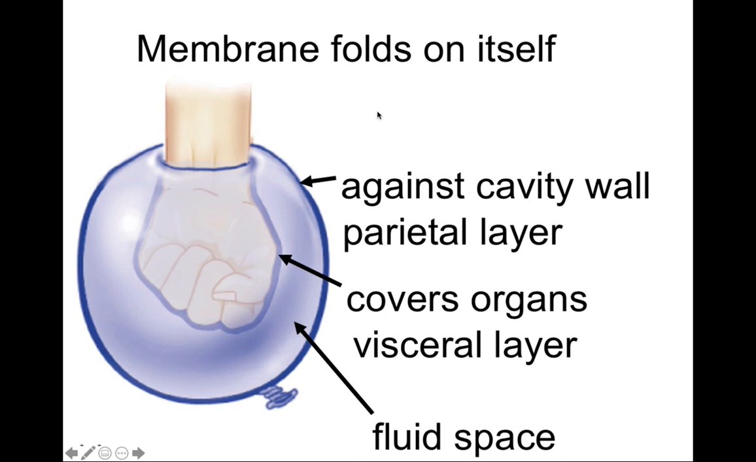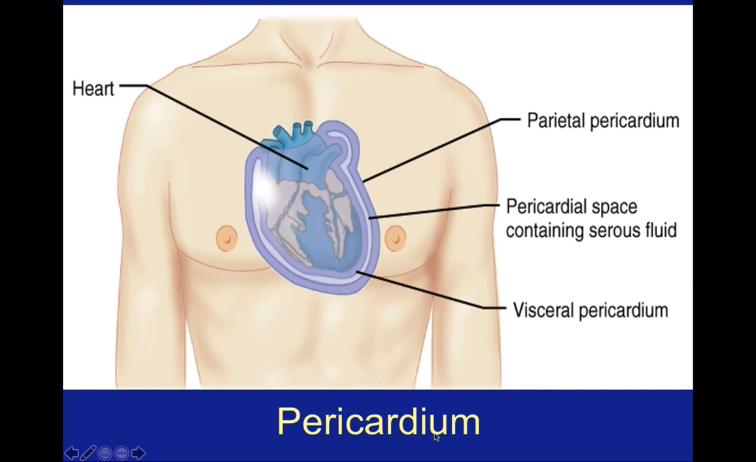Let's take a look first at the pericardium. The pericardium is named because it's the serous membrane that wraps around the heart. Peri means around, and cardium is referring to the heart. So you can see that this serous membrane is wrapping around the heart itself. You've got this outermost layer over here, which is the parietal pericardium. You have the pericardial space, and the serous fluid will be inside of that pericardial space.